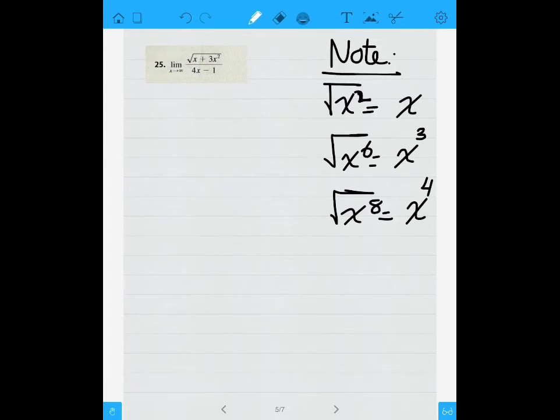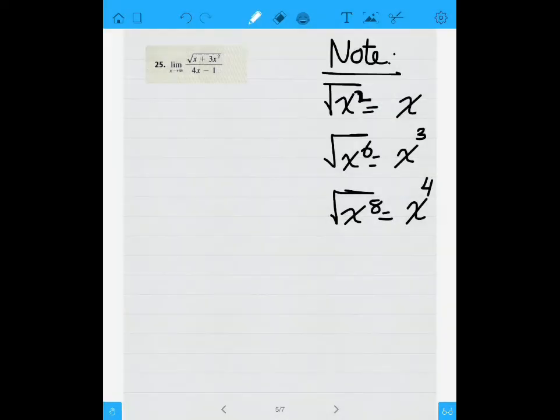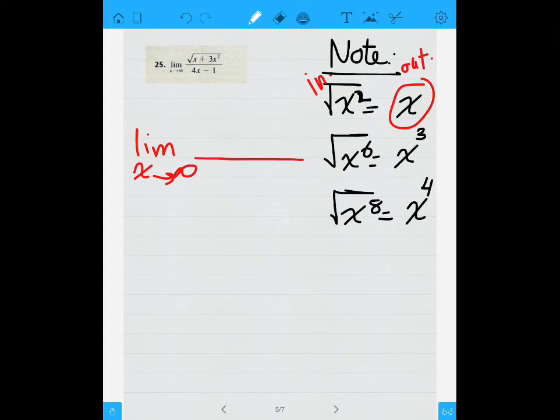Now inside I divide by what? x squared. Outside I divide by what? This is 4. This is outside, this is inside the radical. When I say out and in, inside the radical, all the parts I will take the limit when x approaches infinity, like this.